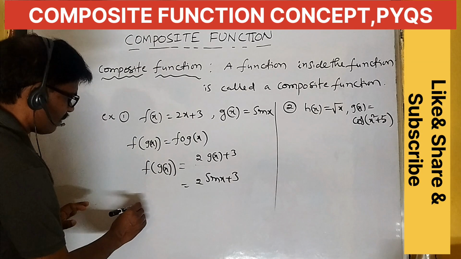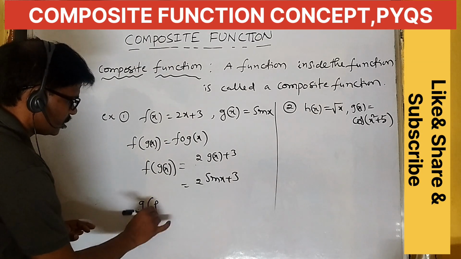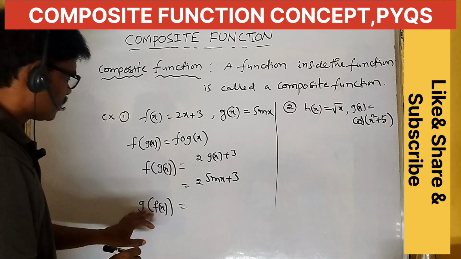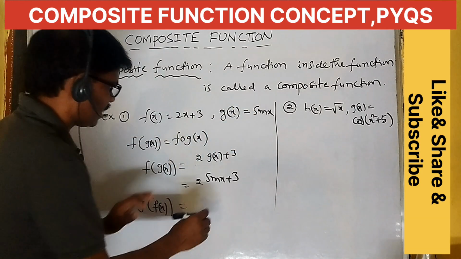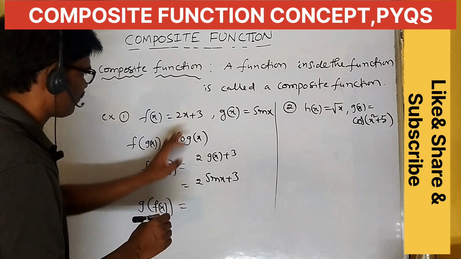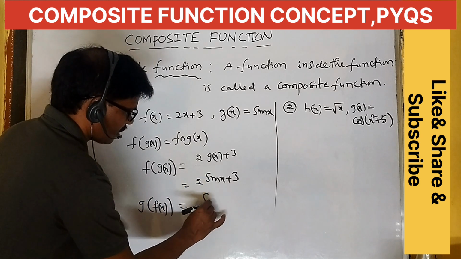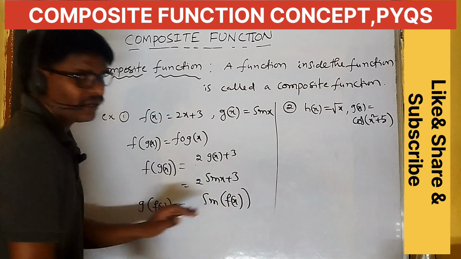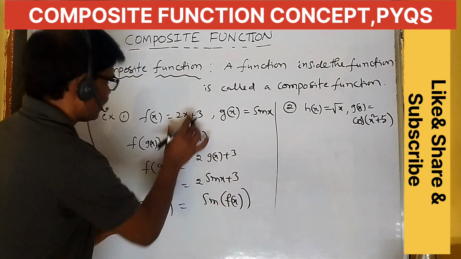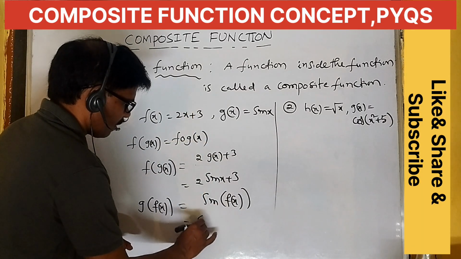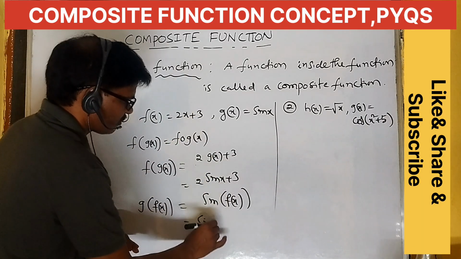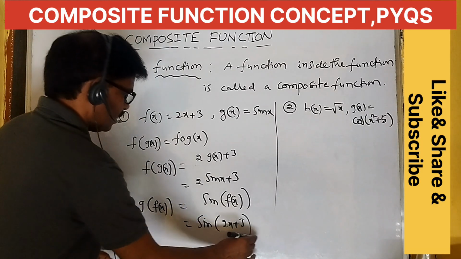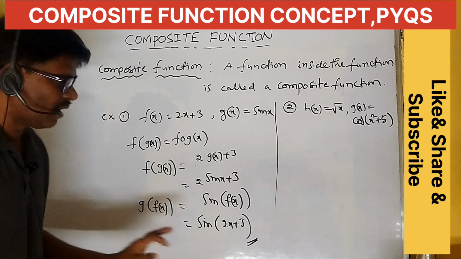Next, the g of f of x value. What is the g of f of x value? g of x is sin x, and in place of x we write the f of x value, so it is sin of f of x. What is the f of x value? f of x is 2x plus 3. So this is g of f of x, sin of 2x plus 3.